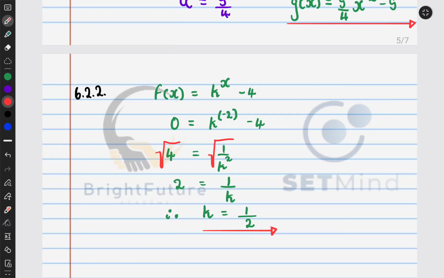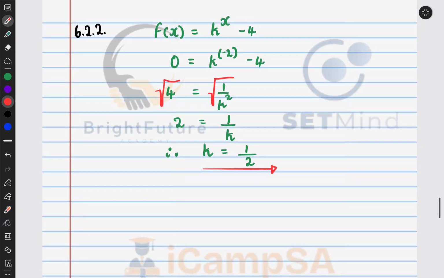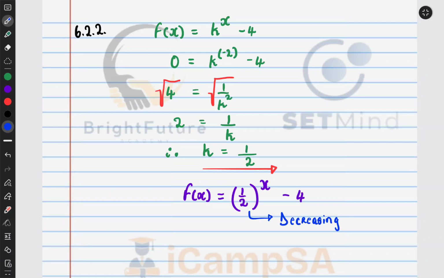K is equal to 1 over 2. And what we're looking for is the equation of f. So therefore, f at x is equal to 1 over 2 to the power of x. So we have a value of k that is greater than 0 but less than 1. So it's a fraction basically. What does that tell us? It tells us that we are essentially dealing with a decreasing function.